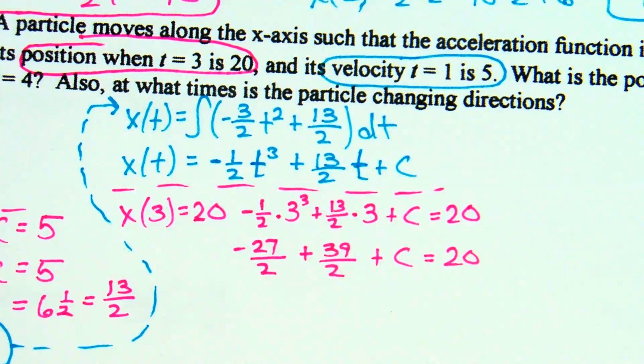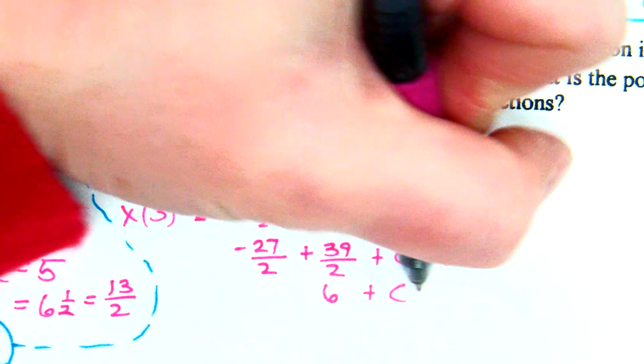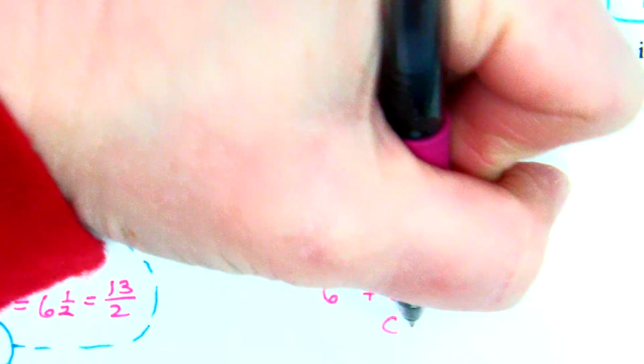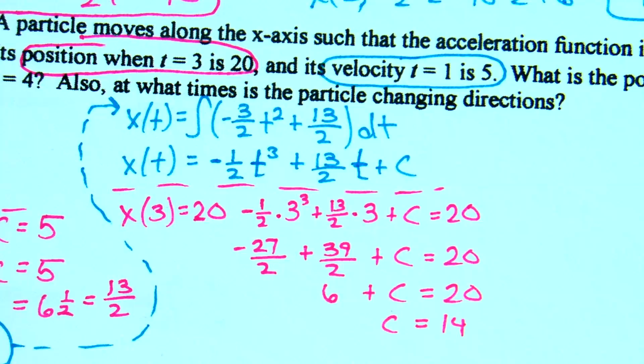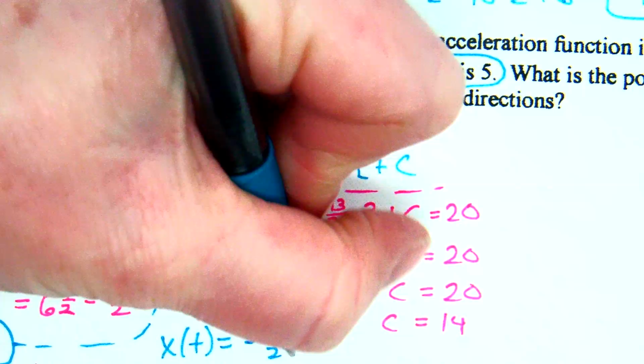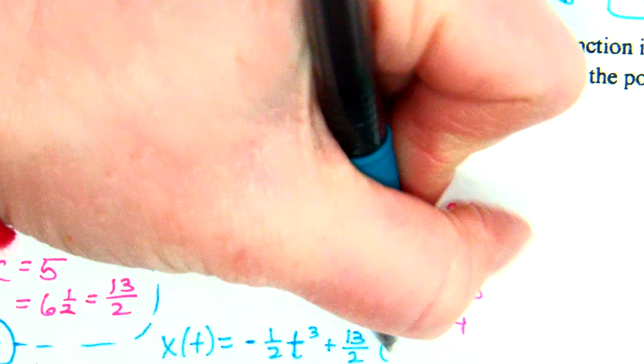Negative 27 halves plus 39 halves is 12 halves. Oh, I like that. 12 halves is 6. 6 plus c equals 20, and so c is 14. Oh, lovely how it works out. So, position function, x of t is negative 1/2 t cubed plus 13 halves t plus 14.